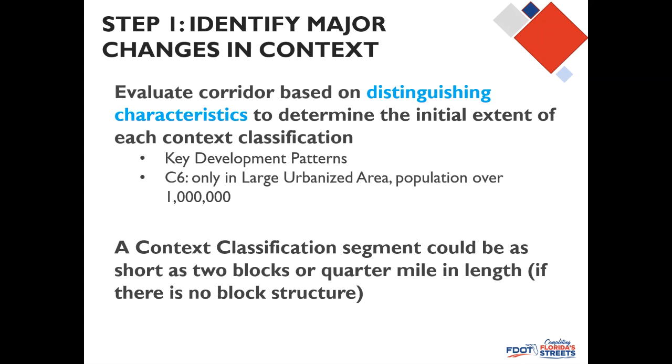If you are in a place that does not have a clearly defined block structure, and a lot of rural conditions don't, then you can use a quarter mile as the minimum length of the context classification segment in those conditions. So that's what it means when it says if there's no block structure, you can go down to a quarter mile in length for the minimum length of your context classification segment.